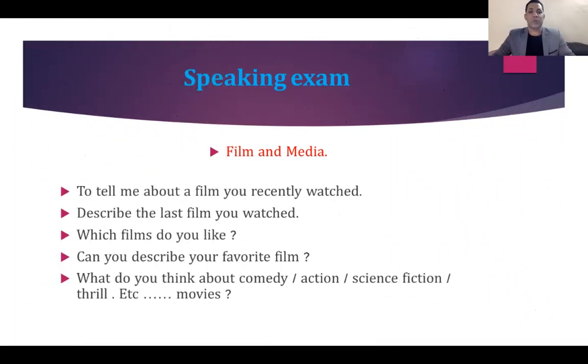Okay, so number one in the speaking exam is film and media. I suppose that film and media is Unit 5. So you're going to go back to your course book and revise this unit, like 5 to 10 minutes, not more. The first point is to tell me about a film you recently watched. Just remember any film that you already watched and that you like.